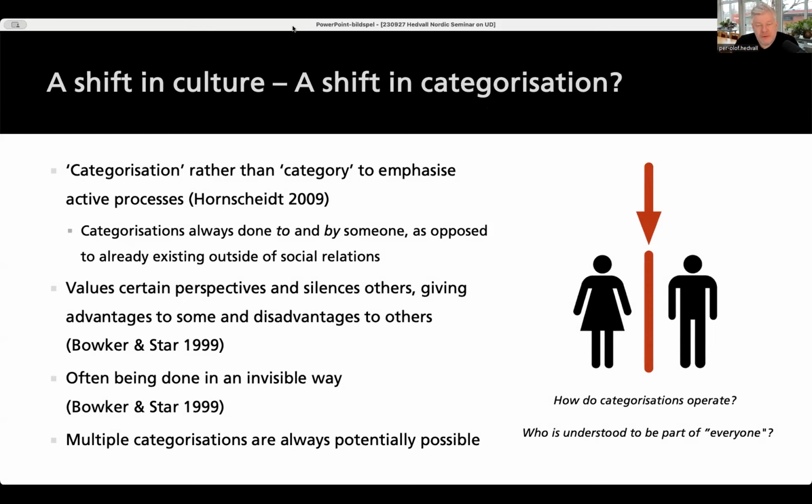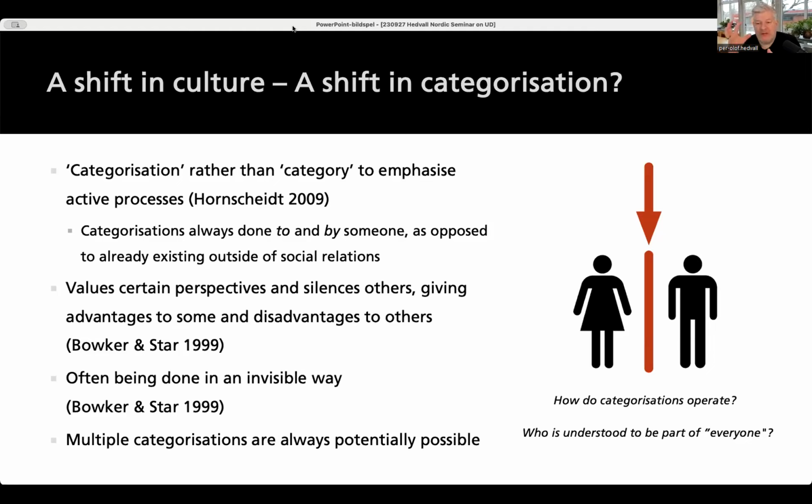In our research right now, we are working on universal design and categorization. The reason why we work on categorization, rather than category, is to emphasize that when we categorize someone, it is an active process. It is done to someone, by someone, as opposed to already existing outside of social relations. And categorizations value certain perspectives and silence others, while giving advantages to some and disadvantages to others. But it's often done in an invisible way.